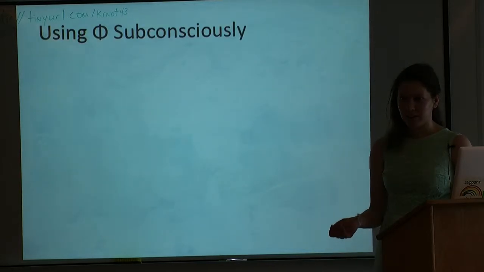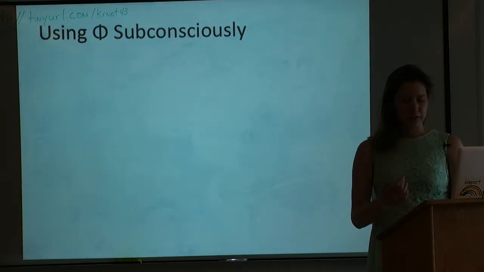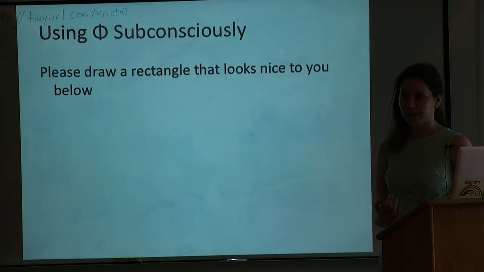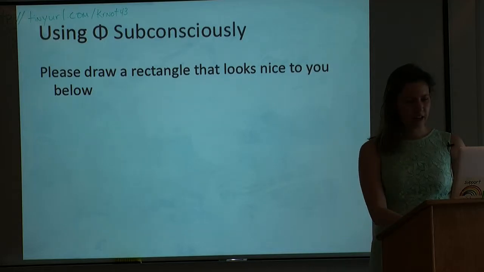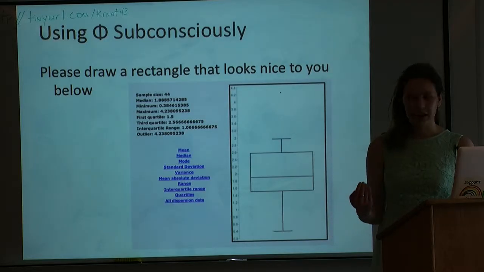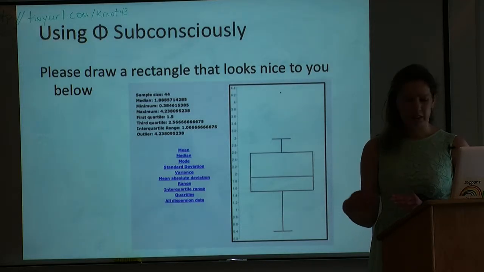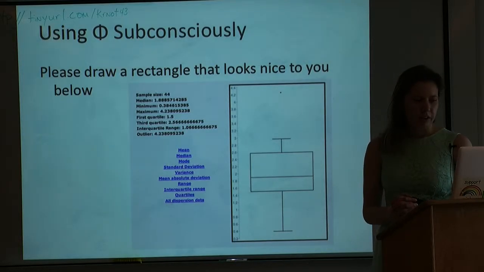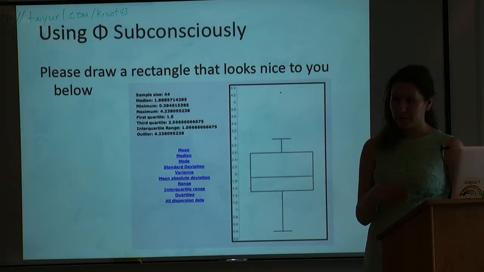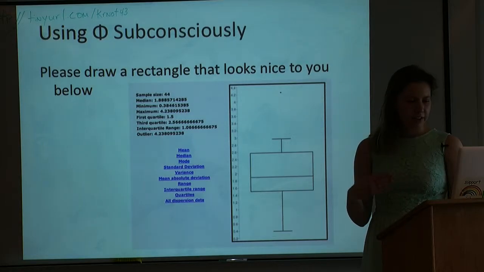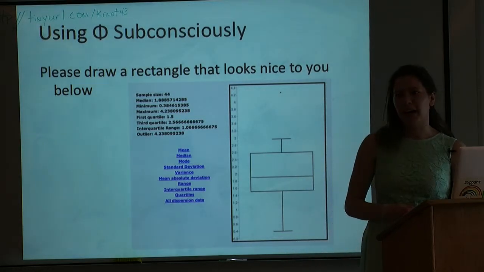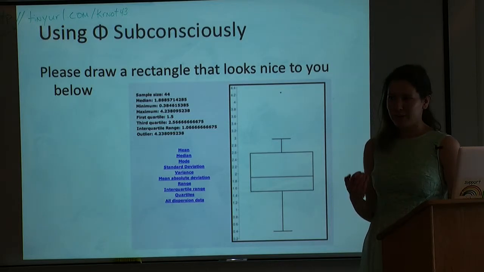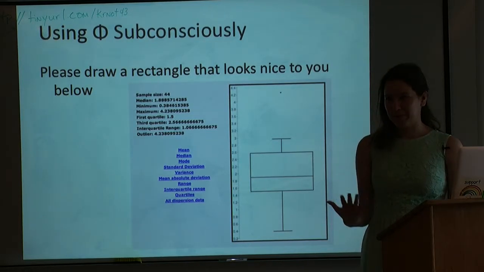So I asked around 50 students to draw a rectangle that looks nice to them. And then I analyzed the results and got this graph, where it's the ratio of the side lengths. So the median isn't too far away from phi. And as you can see, the second quartile right here is densely packed around phi. So, clearly some people are drawing it.